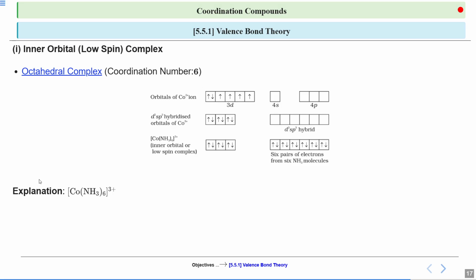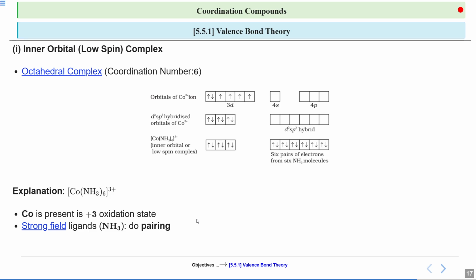So if you want to see the explanation for this cobalt NH3 whole 6 3 positive, cobalt is going to be the central metal ion, and it is present in its +3 oxidation state, and the strong field ligand ammonia is present in this complex, right? So ammonia is a strong field ligand. Strong field ligand means it will prefer pairing, so it will do the pairing of the electrons.